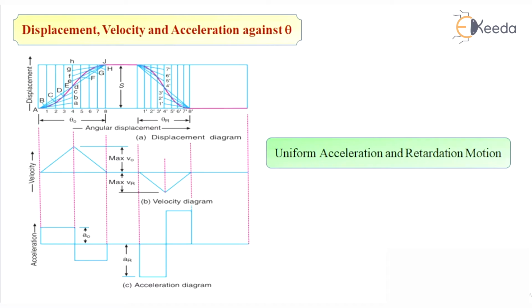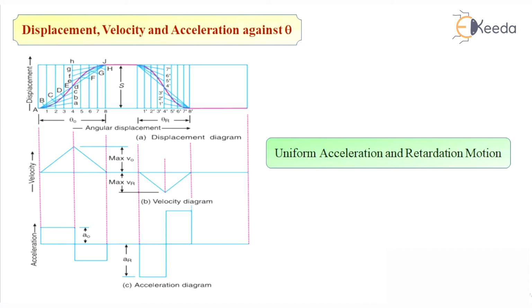In a similar way, the displacement diagram for the follower during the return stroke may also be drawn. Since the acceleration and retardation are uniform, the velocity varies directly with time, and the velocity diagram is as shown in the figure, wherein the velocity is maximum at the mid-stroke during the outward as well as return stroke.